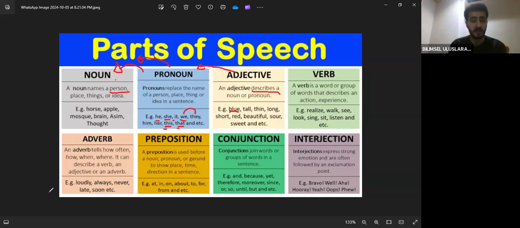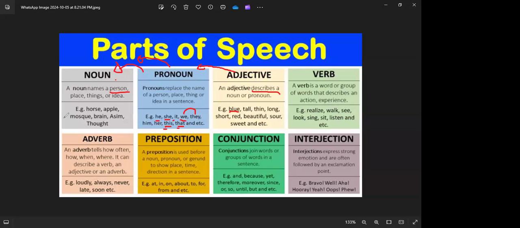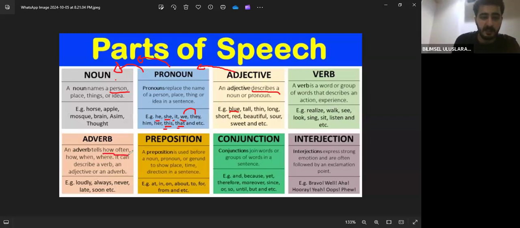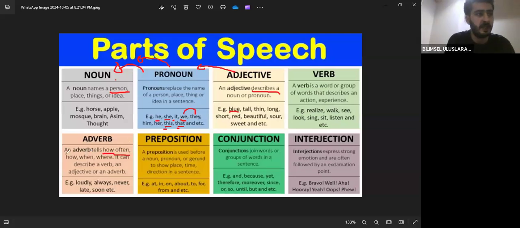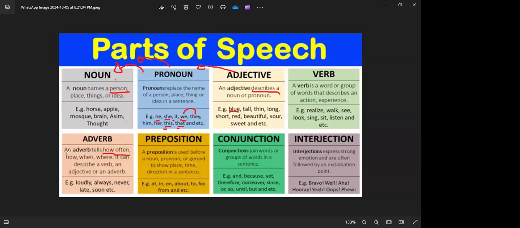Adverb. All right, adverbs tell how often or how or when or where. It can describe a verb. So an adverb either describes how often, so it's a frequency, all right? Adverbs sometimes relate to frequency. So sometimes, what part of speech is sometimes? What part of speech is the word sometimes? Adverb, because it describes how often, right? What about often? Adverb. What about rarely? Adverb. What about seldom?